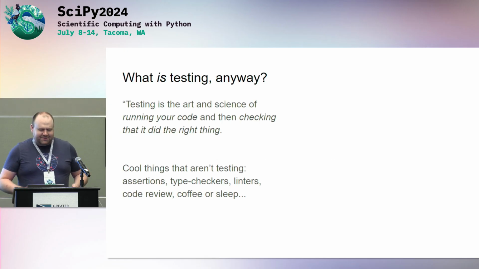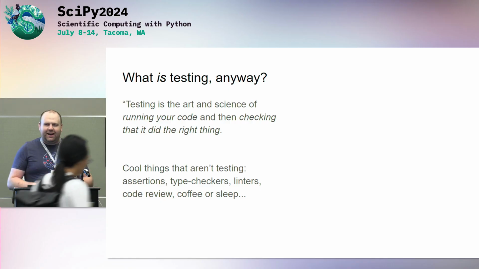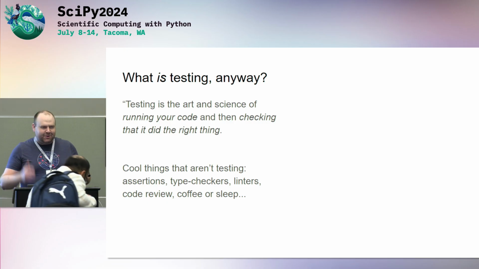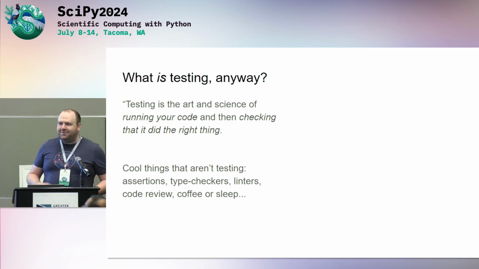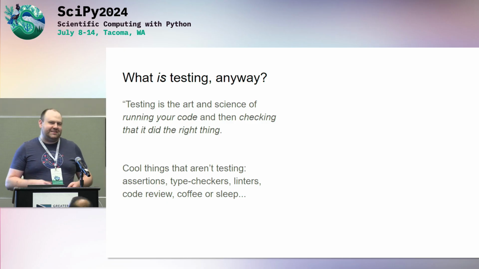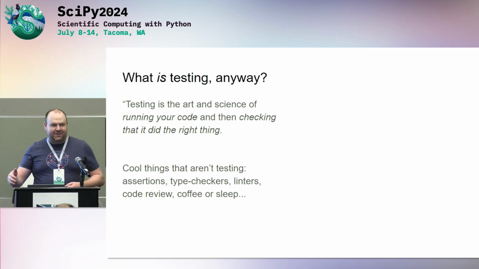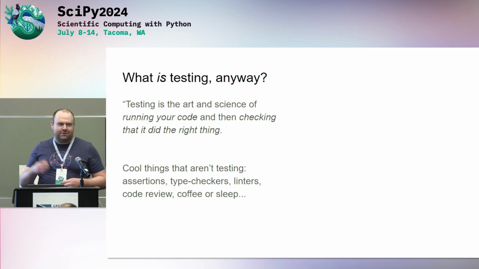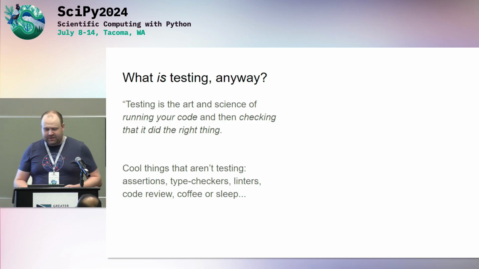I'm just going to start by defining testing in the first place. So the definition that I'm going to be using is that testing is sort of the art and the science of running your code and checking that it did the right thing. And often that's infeasible, so mostly we just check that it didn't do the wrong thing, or didn't do some specific wrong things. Like, it's much easier to check that your code didn't crash than that it got exactly the right output. And sometimes that's all you need.